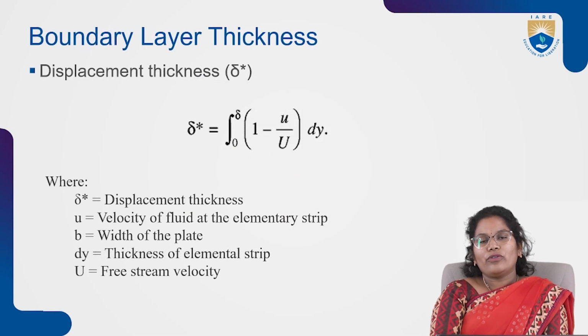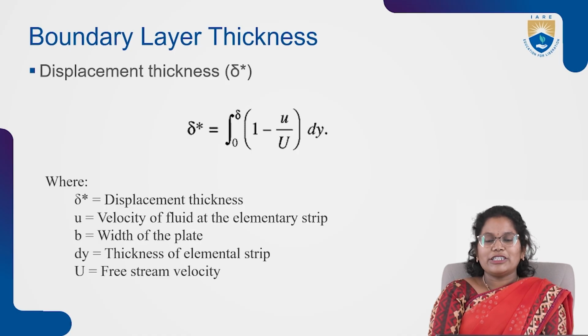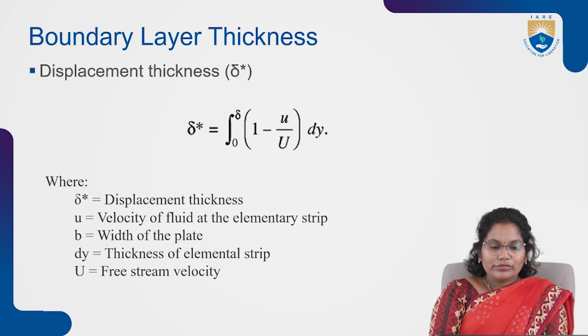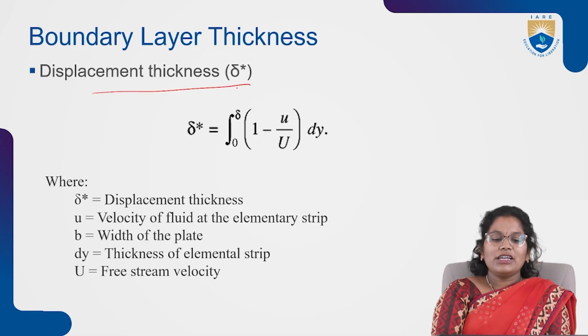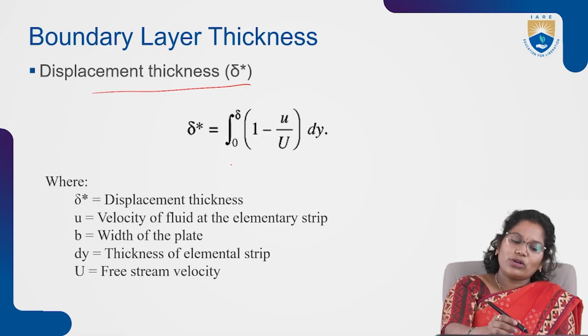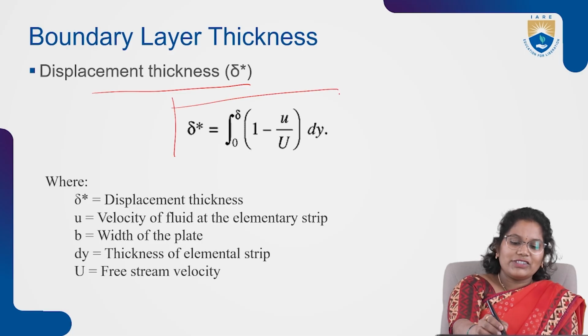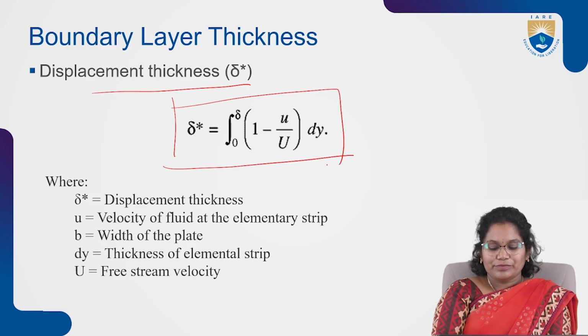So here we have discussed three types of thickness. Boundary layer thickness has three types to give greater accuracy. We have differentiated the displacement thickness, momentum thickness and energy thickness to compensate the fluid flow effects formed by a boundary layer. First is the displacement thickness, denoted by delta star, and the equation is the integration from 0 to delta of 1 minus small u by capital U into dy. This is the displacement thickness.